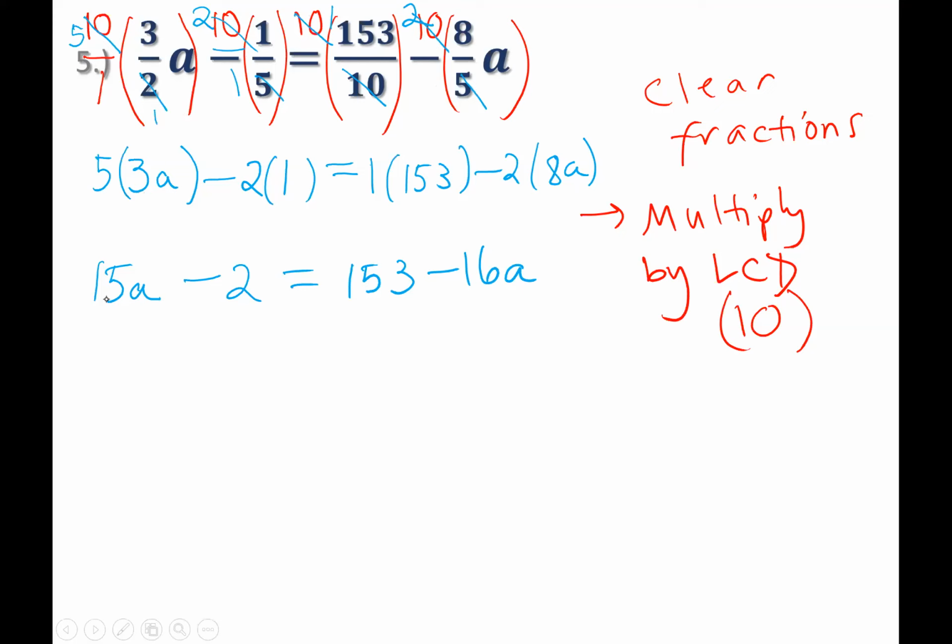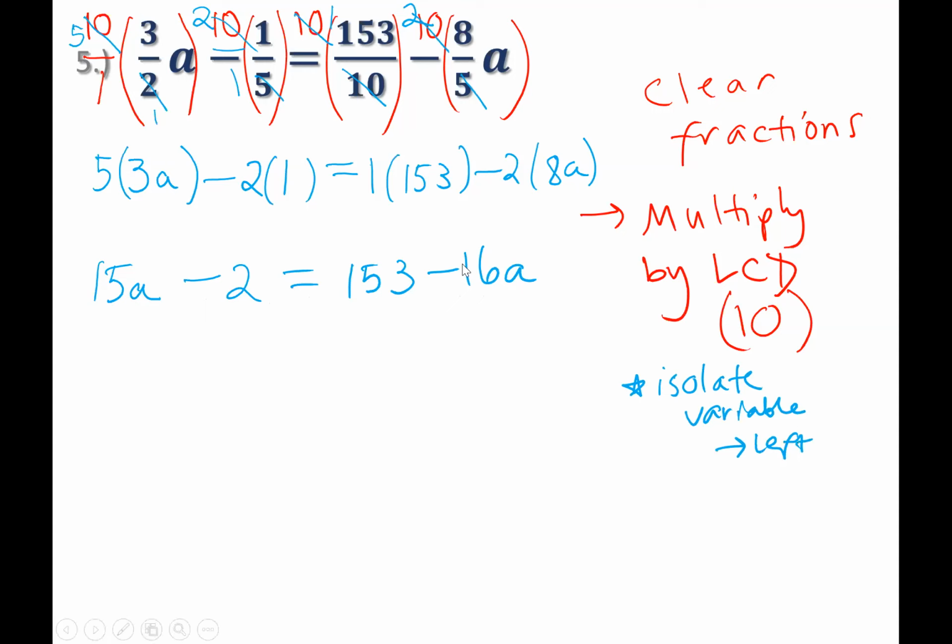And what we now have is still an equation to solve, but now there's no more fractions. So let's pick up where we left off here. 15a minus 2 equals 153 minus 16a. Now let's work on getting the variables to one side. So I'm going to isolate the variable, and I think the left side will work fine here.